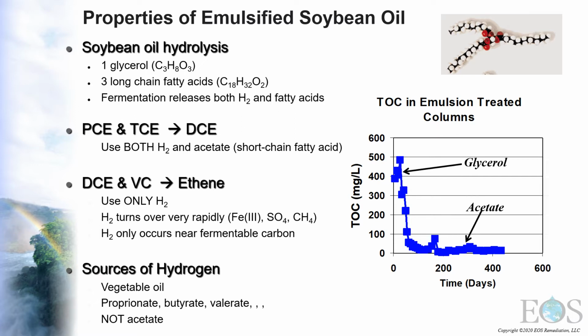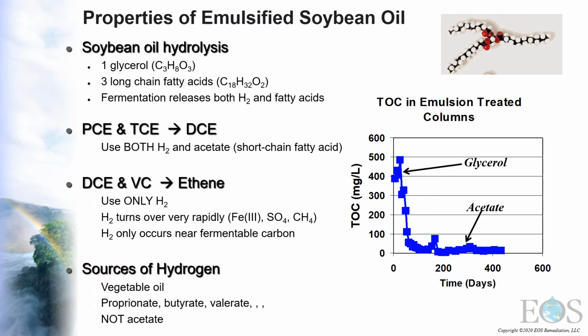Now, for most in-situ bioprojects, people use TOC, or total organic carbon, as a metric for performance. And you can use that with EVO, but you just need to know a few things. Initially, that initial burst of TOC that you see, and this is shown here on the right-hand side in that TOC graph, that initial burst of TOC is most likely glycerol from the initial reactions of the soybean oil in the subsurface. And then TOC concentrations drop off with time.